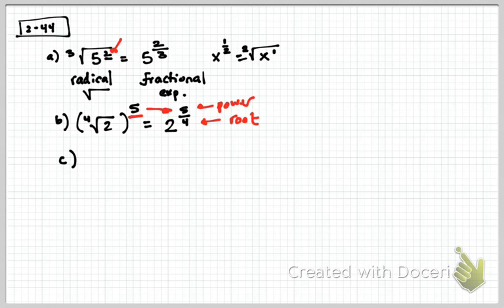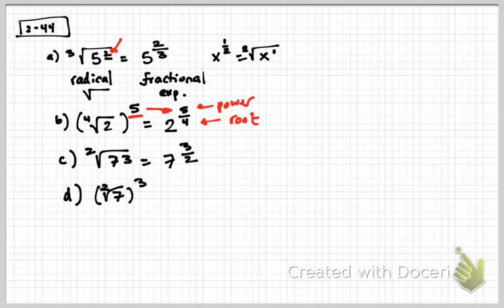Let's see, C, 7, oops, there's no 7, 3. And there's an imaginary 2 here, so it's going to be 7 to the 3 over 2. D, 7, 3. There's an imaginary 2 here again. You're taking a square root. So this one's 7 to the 3 over 2. Same exact thing.